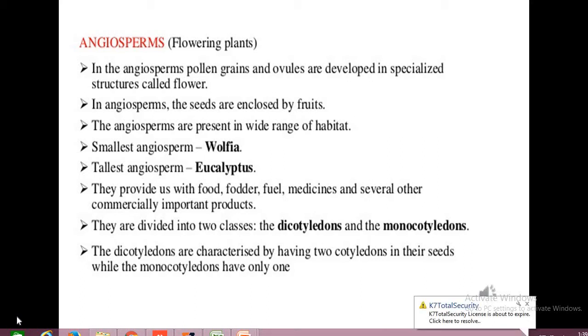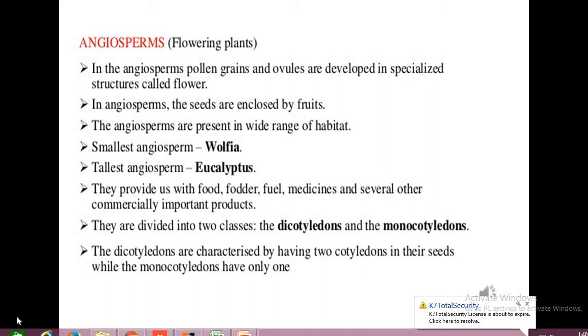Okay. Then the third is, angiosperms are present in a wide range of habitats. You find them in various places. You'll find them in deserts, in mountains, in plains, in water bodies like lotus, on the banks of the rivers, and on the banks of pools also. So a wide range of habitat is there. The smallest angiosperm is Wolffia. The tallest angiosperm is Eucalyptus.